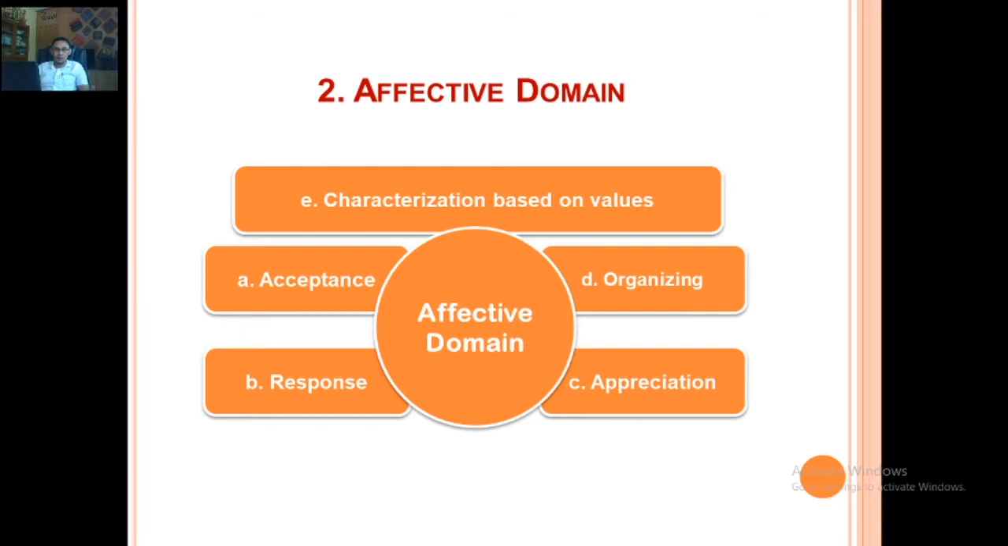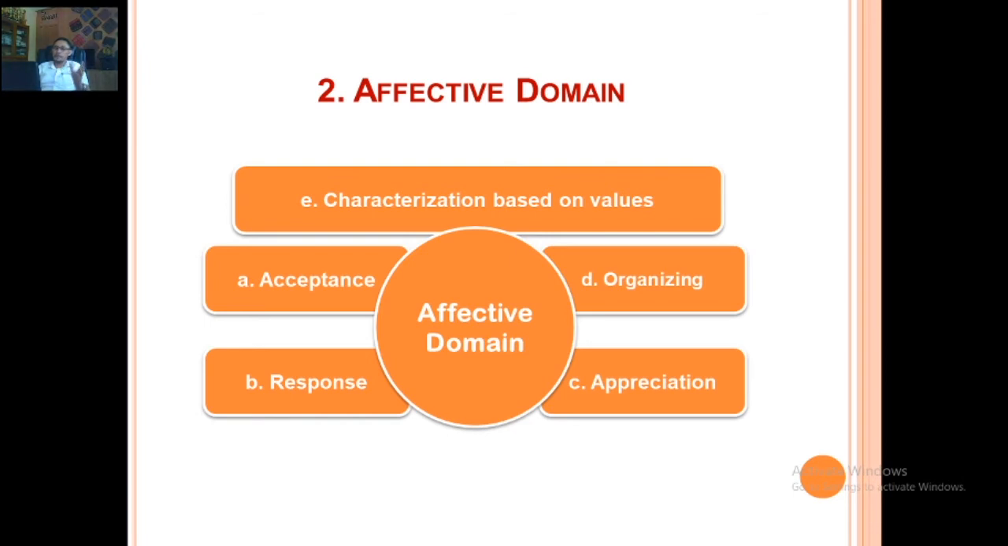And response. This response has the meaning of active participation from students. The ability to respond is the ability of students to actively participate in the discussion of certain phenomena that are being expressed by educator.